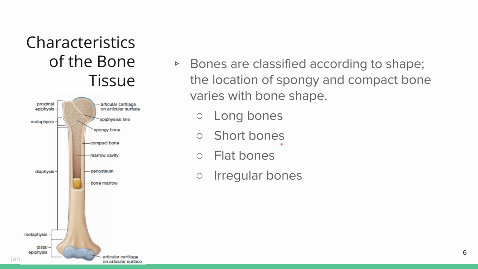Short bones mostly possess a shell of compact bone like this and have spongy bone inside, which also contains a marrow or medullary cavity. The short bones can be found at movable joints, and they usually articulate with another bone.